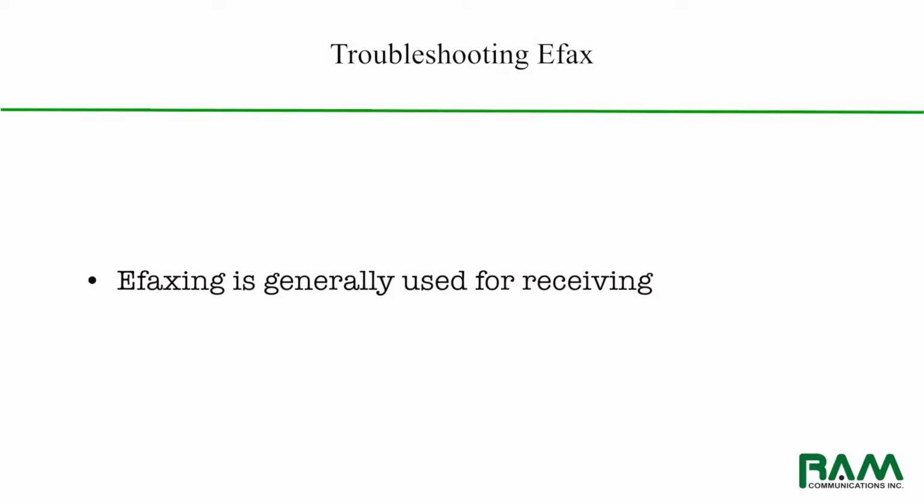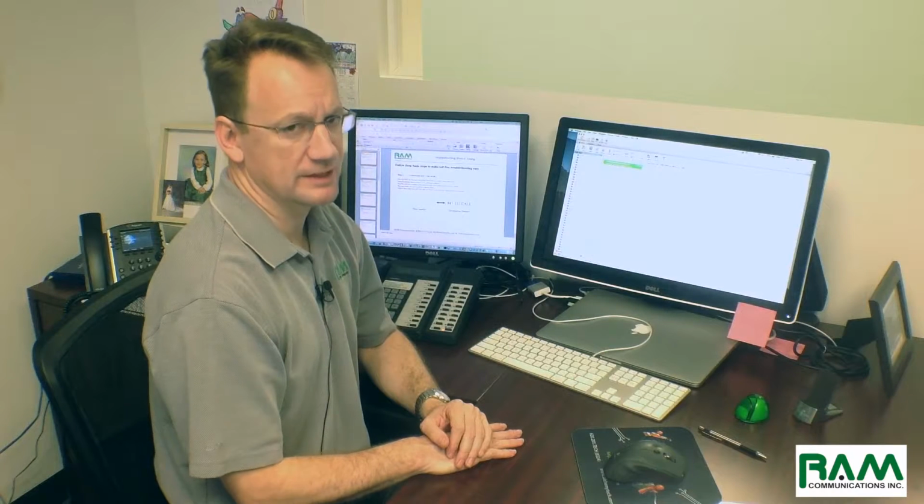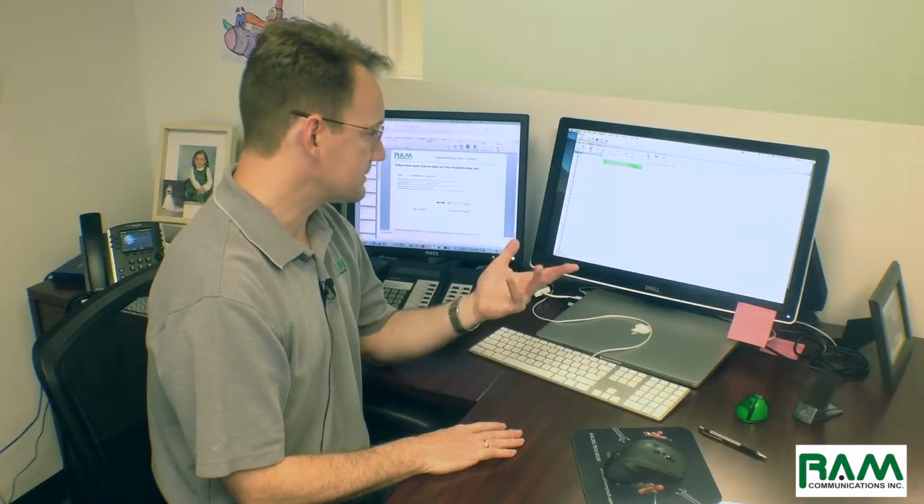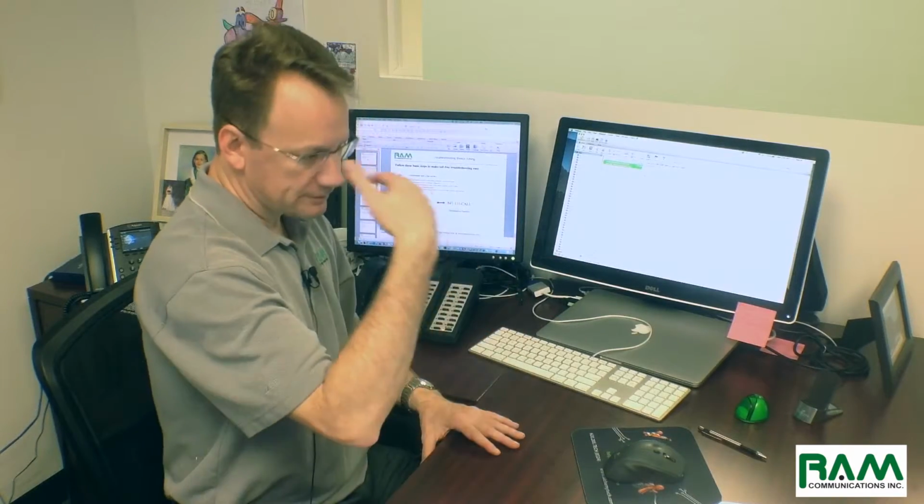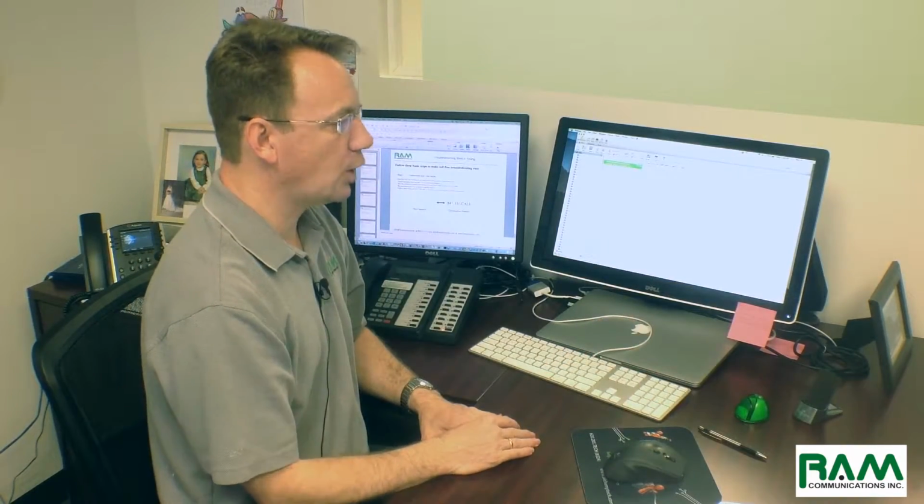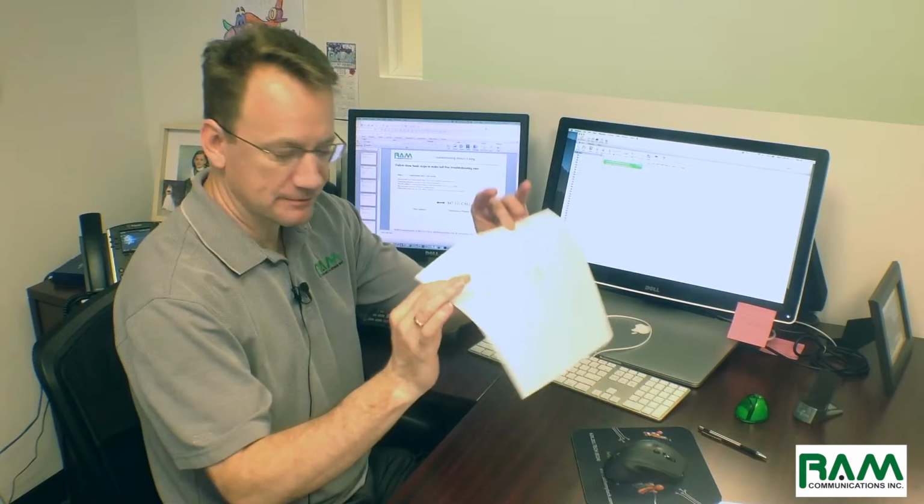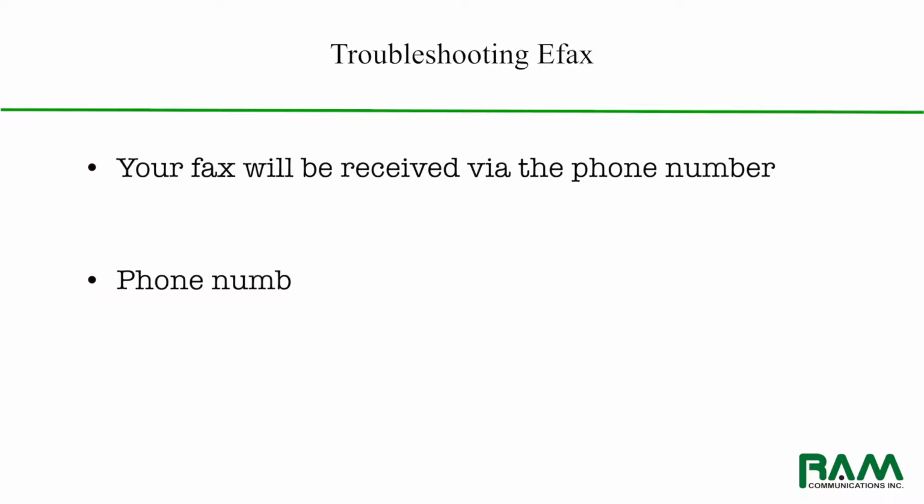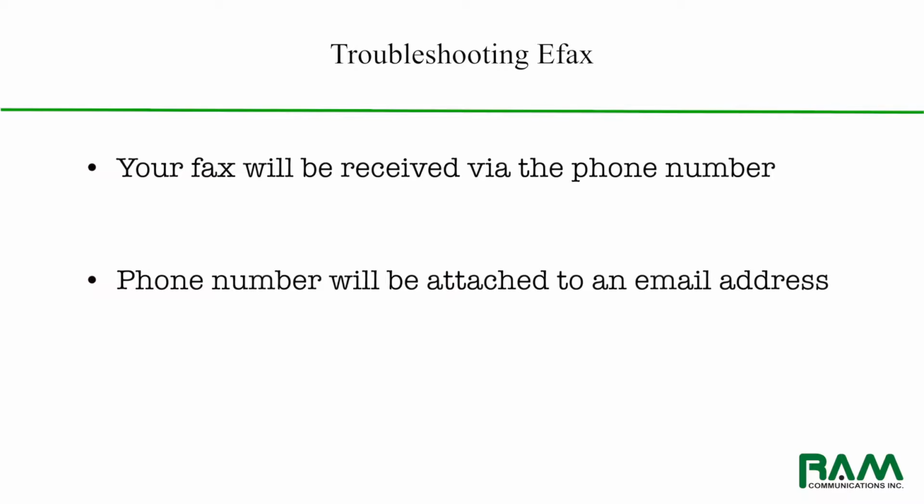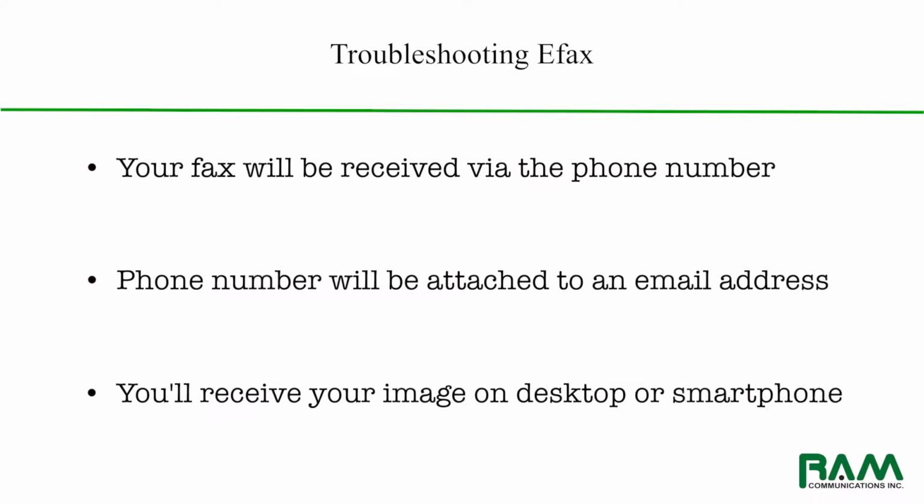Under normal circumstances, here's an example of what an e-fax is going to look like in case you're not familiar with it. Rather than going to a machine out there in the hallway and picking up a paper fax, your fax is going to come through via the phone number. That phone number is going to be pointed directly to an email address. And if that email address happens to be yours, you're actually going to be receiving an image of the fax right there at your desktop or on your smartphone.